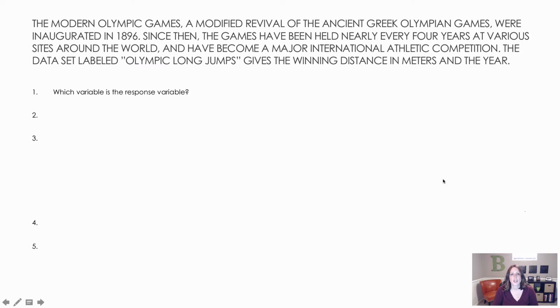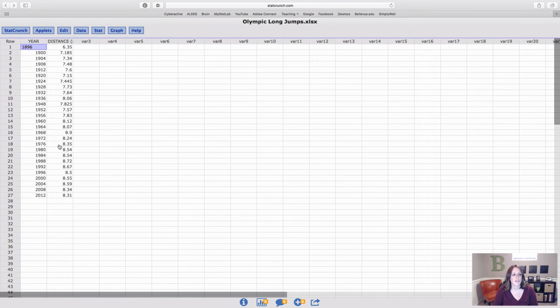For our second question, we are looking at long jump distances over the years. And essentially what we're looking for is, is there a trend in the long jump distances? So before I go into any of the questions, I want to look at StatCrunch. So in StatCrunch, I have all of my data that I've already pasted in.